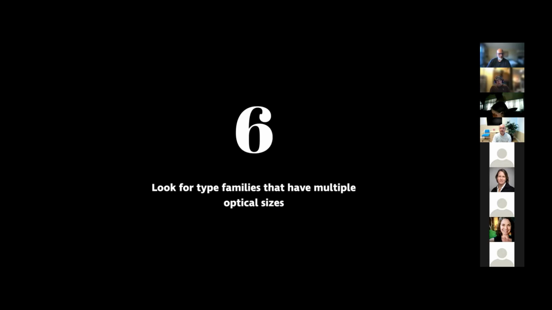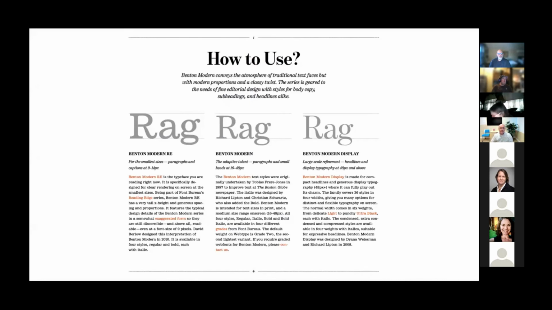All right, so almost there with this first part. The number 6 is look for type families that have multiple optical sizes, and then of course use appropriate styles for small text, for instance, body copy, or display type, for instance, big headlines. And then this is Font Bureau's Benton Modern family. This is a screenshot of that website that I'll show you later. They make many families like this with a wide stylistic palette.